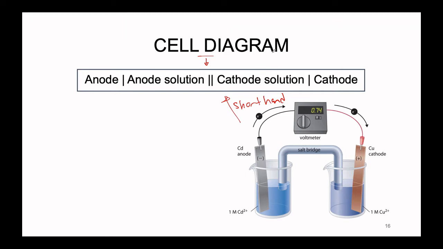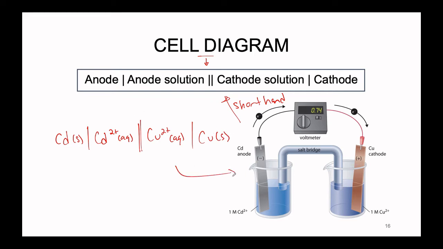So let's do that now. Our anode portion of the galvanic cell is the cadmium side. So we would list out cadmium solid with a single line between it and the cadmium 2+ aqueous, double line between that and the copper 2+ aqueous, single line between that and the copper in its solid form. So here is the total cell diagram then that corresponds to the galvanic cell that we have illustrated on the right.